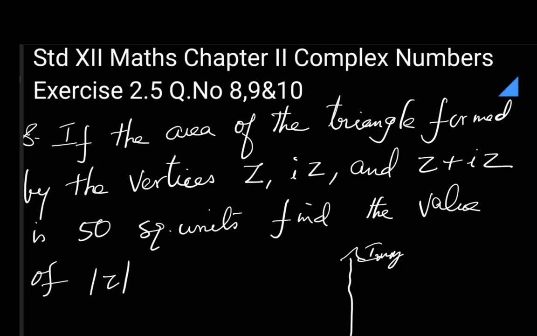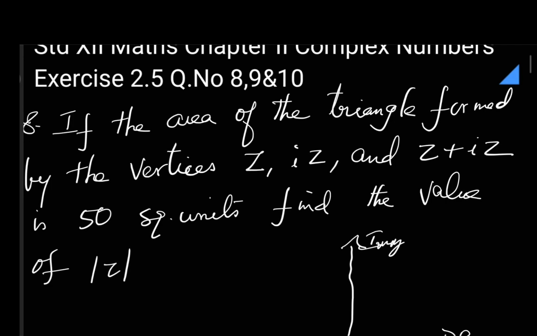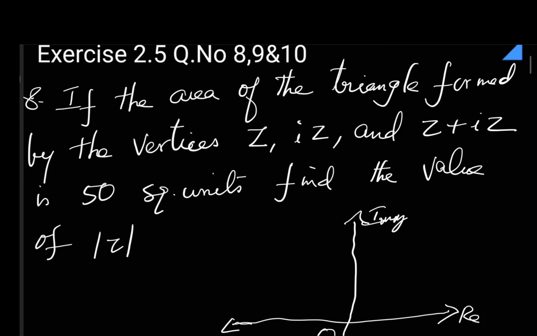12th Maths, Chapter 2, Complex Numbers, Exercise 2.5, Question number 8. If the area of the triangle formed by the vertices z, iz and z plus iz is 50 square units, find the value of modulus z.